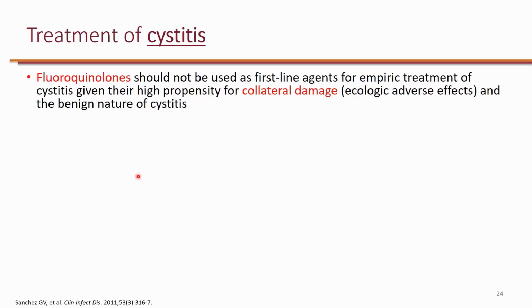Here's what they say. They say fluoroquinolones should not be used as first-line agents for cystitis, and that's because of the high propensity for collateral damage, and that's because fluoroquinolones are very broad. So ciprofloxacin and levofloxacin cover Pseudomonas. If you're not trying to cover for Pseudomonas, you do not need to use a drug that covers Pseudomonas, because that will lead to collateral damage. It will cause ecological changes in the flora in the patient.